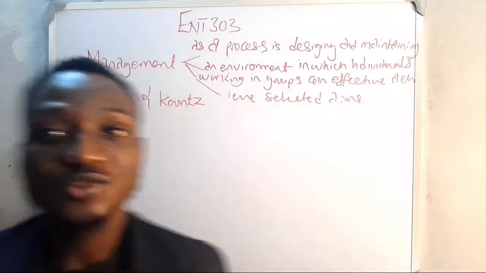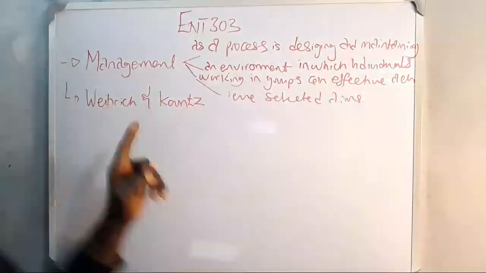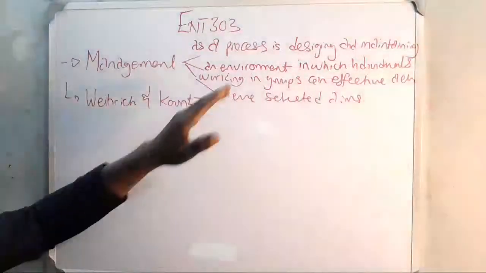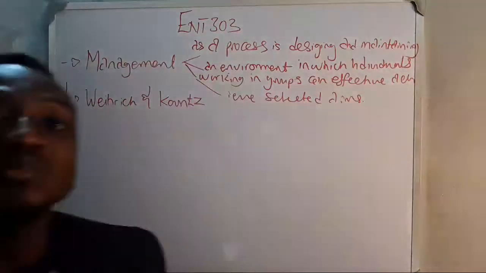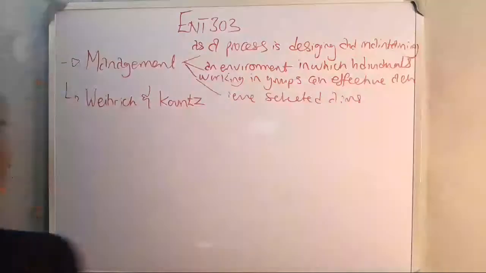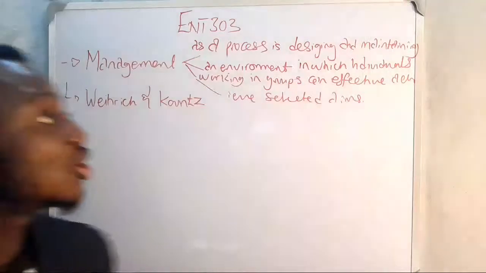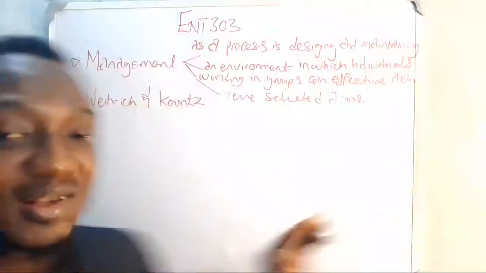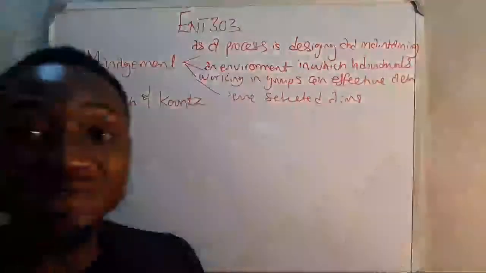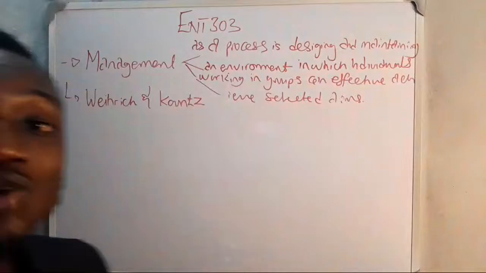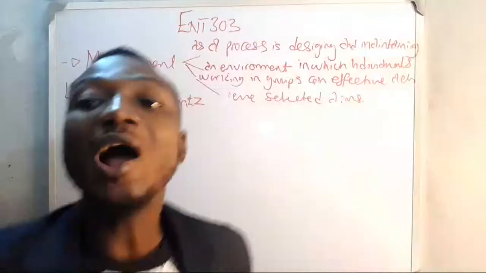All right. So basically, according to Weihrich and Koontz, management as a process is designing and maintaining. Designing is that you are putting in place, arranging things, and after you have put everything in place, you have to maintain that which you have put in place. You form a conducive environment whereby people can come together and work as a team.